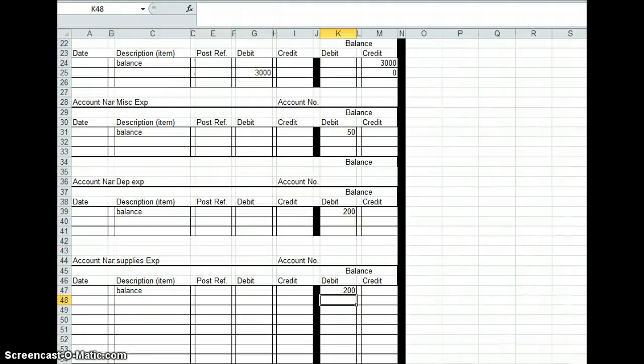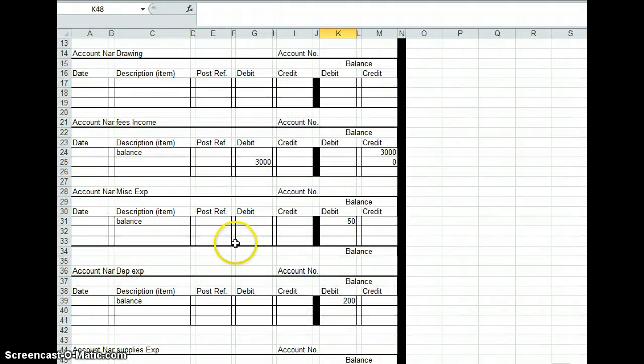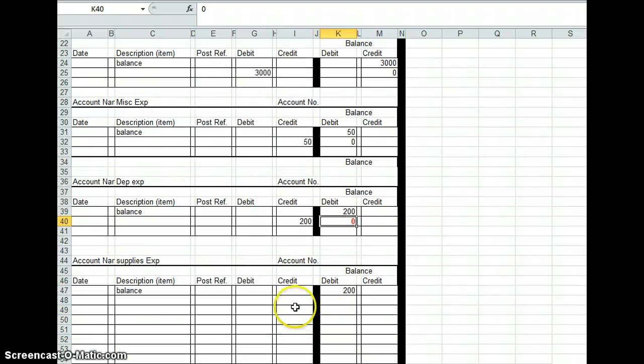So I'm going to come back to the ledger. I'm going to find my 3 expenses. I'm going to credit miscellaneous expense for 50 and show a balance of 0. And that's what we want. We want these accounts to be closed. I'm going to show a credit of $200 in depreciation expense and a 0 balance. And that's what I'm looking for. And finally, supplies expense, I'm going to credit for $200 and show a balance of 0.